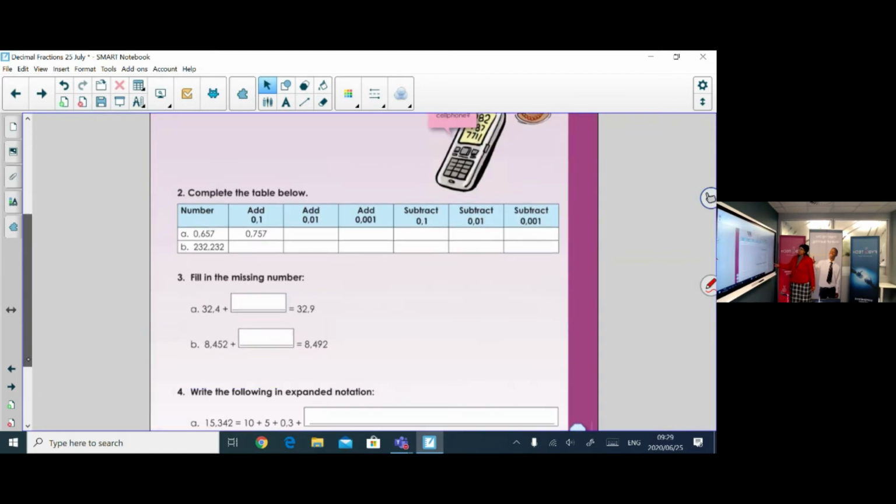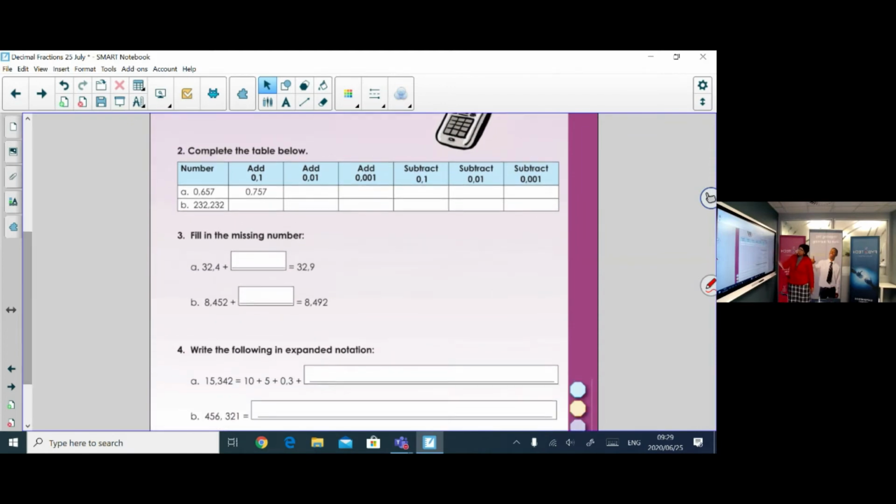We are going to complete our table number 2, but before we do that, I want us to fill in the missing numbers. This one I would like us to work on the other side and then we'll complete the table. So here, fill in the missing number.